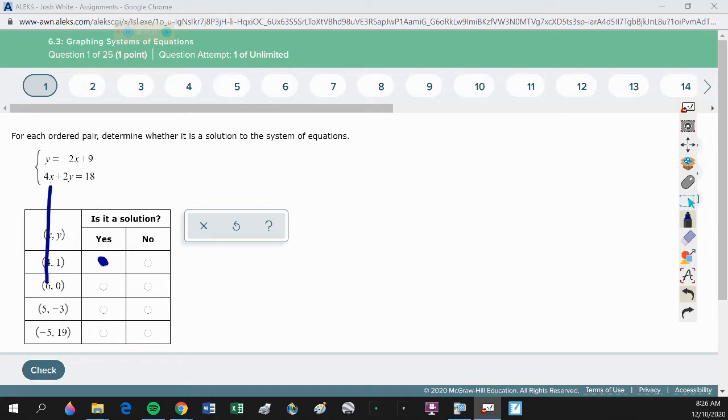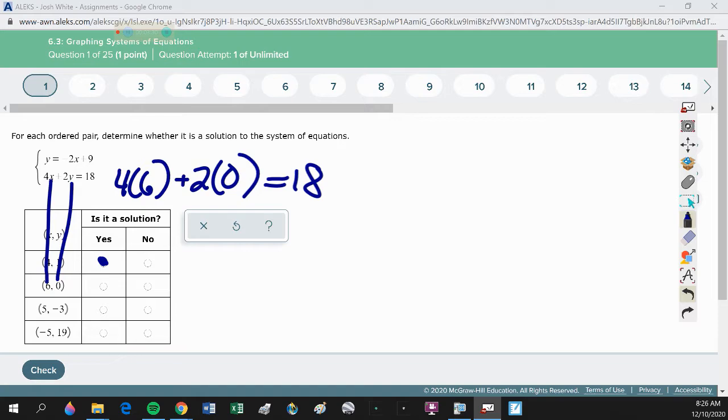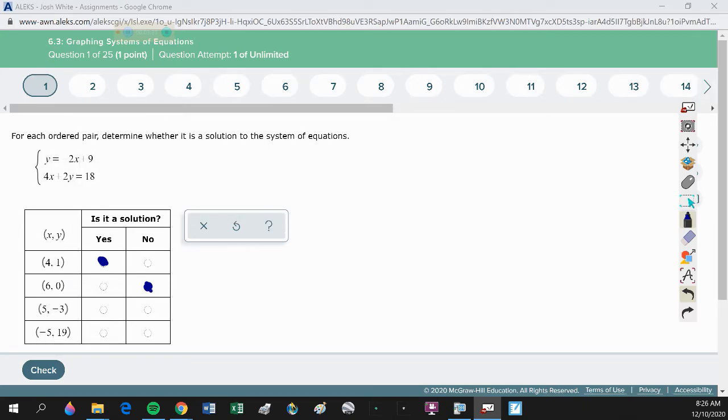So let's try this. (6, 0). 4 times 6 plus 2 times 0, is that equal to 18? No. Do I need to try the other one? Nope. The answer is just no. Okay, let's try (5, -3). 4 times 5 is 20. 2 times -3 is -6. Is that a true statement? No. So that did not work.